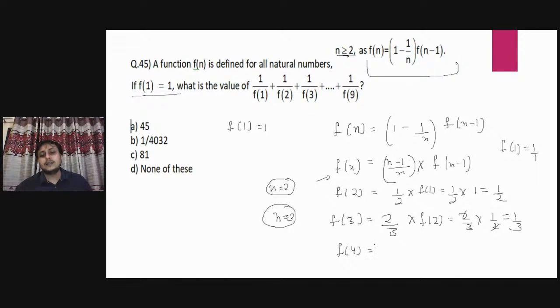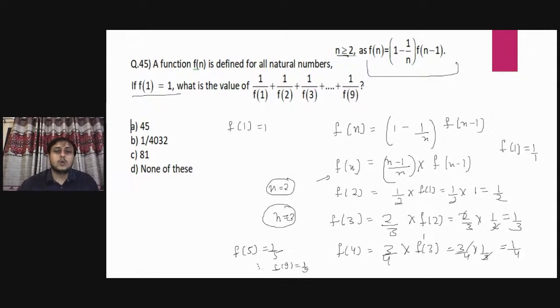Go for f4, right? So f4 is 4 minus 1, 3, upon n. n is 4 here, so 3 by 4 times f of 4 minus 1, which means f3. So this is 3 by 4 of f3, that is 1 by 3. This cancels out, which means this is 1 by 4. So guys, now you must have understood. Similarly, f5 comes out to be 1 by 5 and so on. f9 comes out to be 1 by 9.